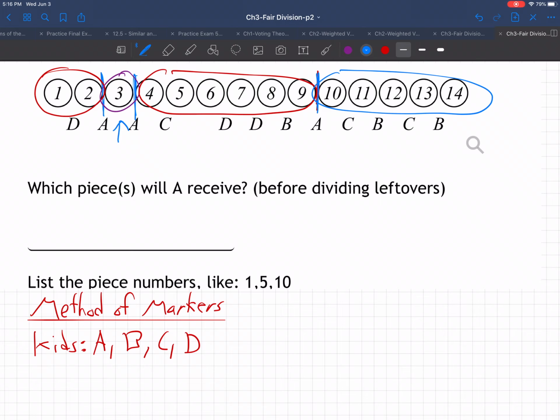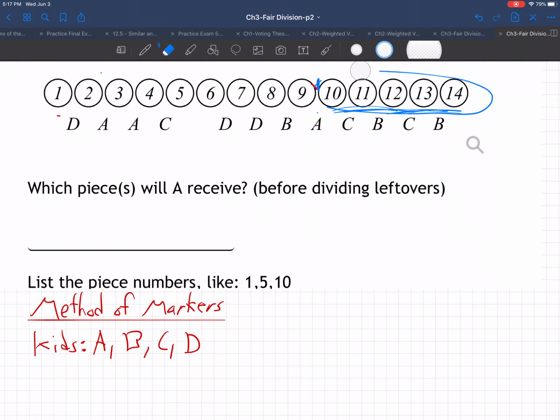So child A was free to put his or her markers wherever he or she wanted. Child A decided that they would be happy if they got candies 1 and 2. They would think that's a fair share. Or just candy 3. That must be their favorite thing, whatever it is, or it's real big. Or candies 4 through 9. Child A has put a marker right here between 3 and 4, and right here between 9 and 10, saying I'll take candies 4 through 9, that's my 3rd section, or I'll take candies 10 through 14. Any of those 4 sections, and child A will be happy.